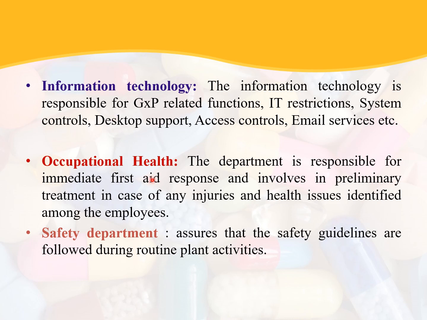Next is occupational health. This department is responsible for the immediate first aid response and involves preliminary treatment in case of any injuries and health issues that have been identified among the employees. Next, finally, safety department. It assures that the safety guidelines have been followed during the routine plant activities to prevent accidents.